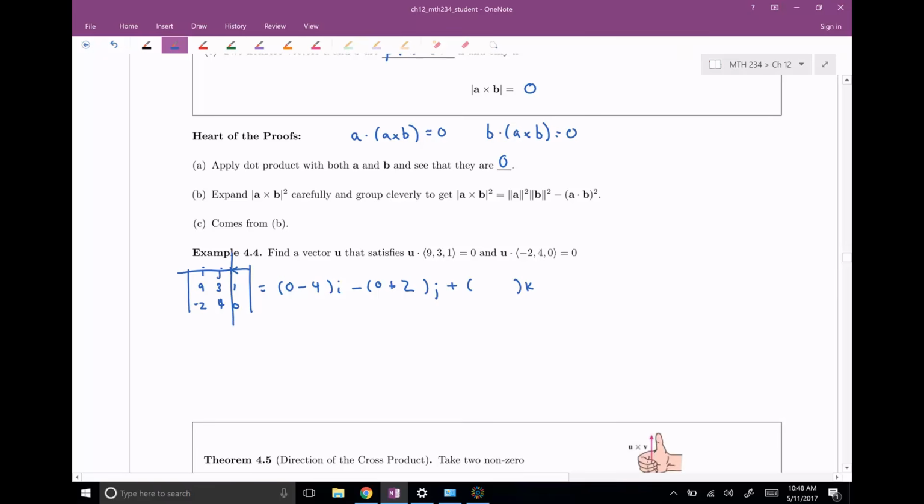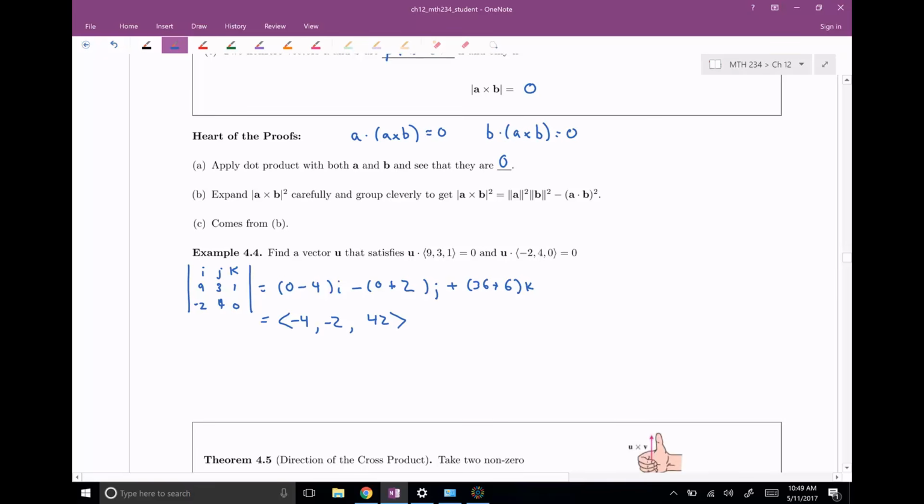And we have 9 times 4. That's going to be 36. And then minus 3 times negative 2 is going to be negative 6. There we go. I made the lines a little bit longer now, so I wouldn't run into as much stuff. And so, okay, we have negative 4 I's, negative 2 J's, and 42 K's. It's the second component, I already have that.